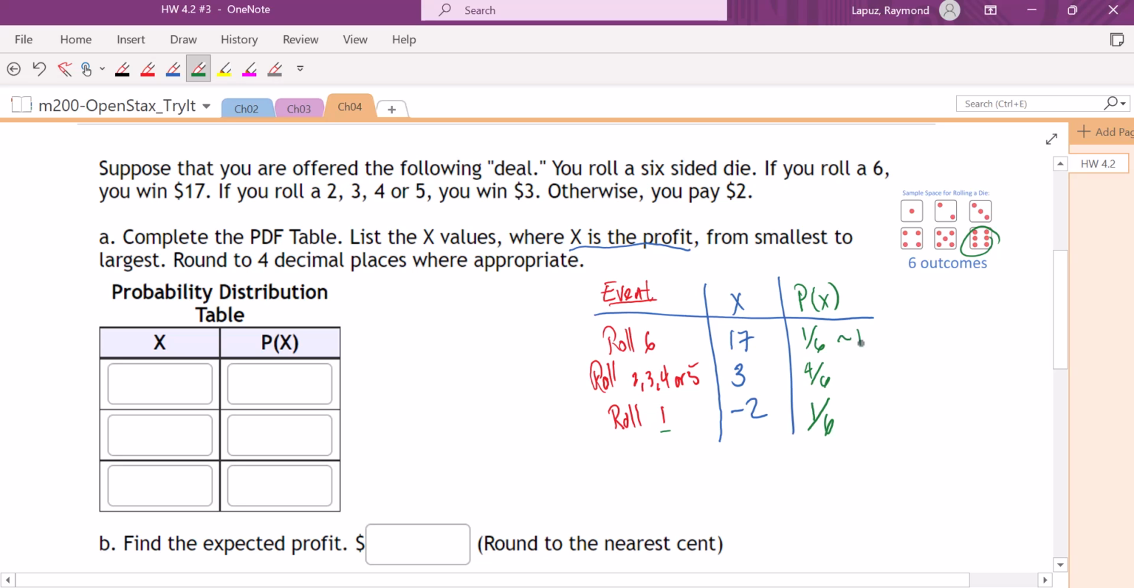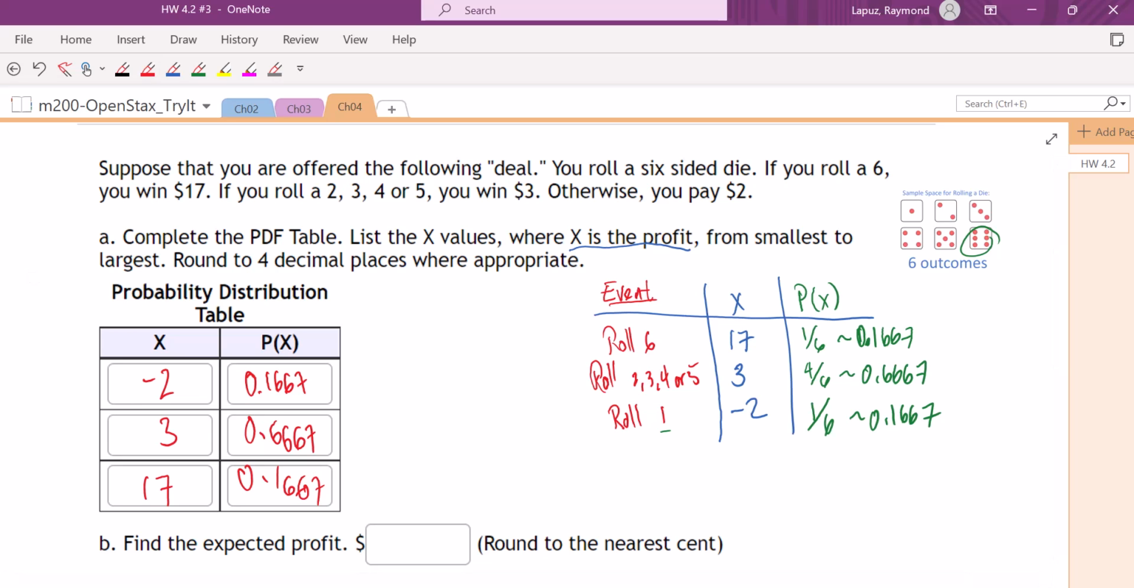So this is going to be 0.1667, after we round off the 6 to 7, and this is 0.6667, and this is 0.1667 again. So those should be our solutions. They want us to go from smallest to largest, so the smallest value is -2 with a probability of 0.1667, then 3 with a probability of 0.6667, and then $17 with a probability of 0.1667. Okay, so that's our table.